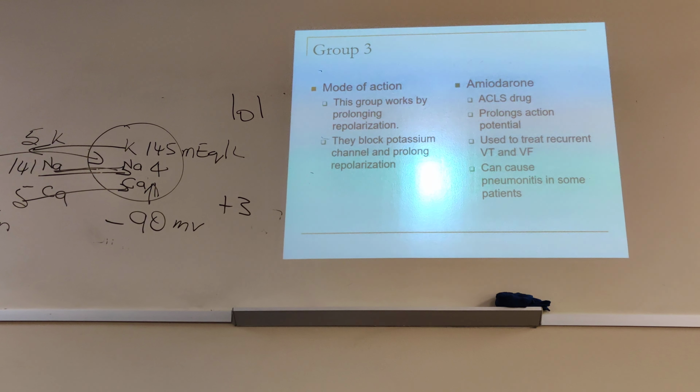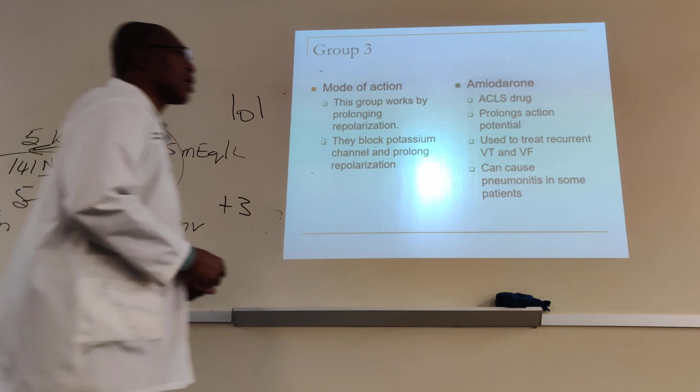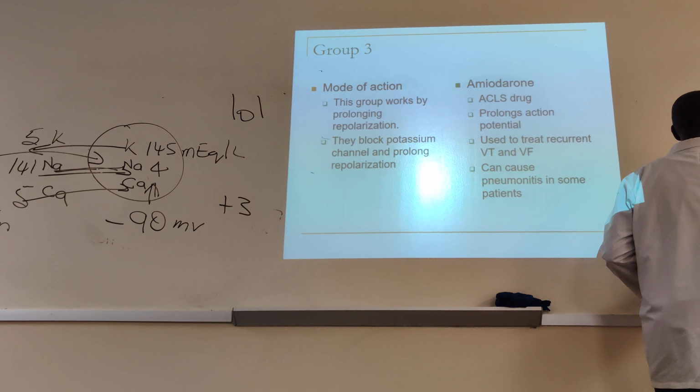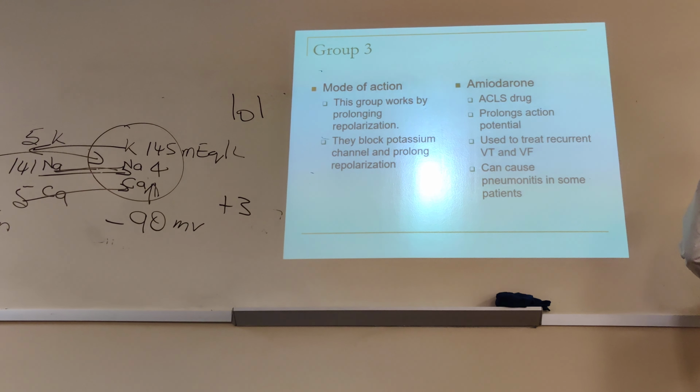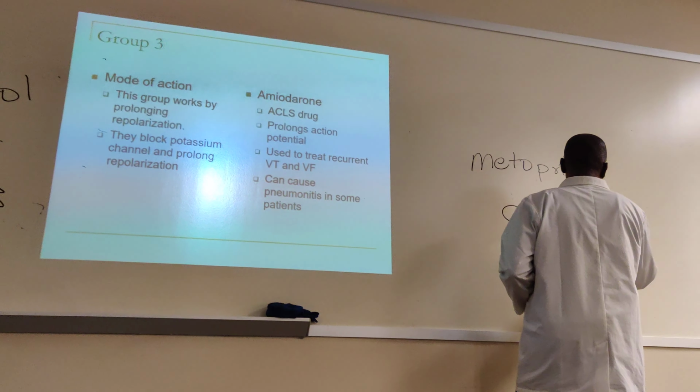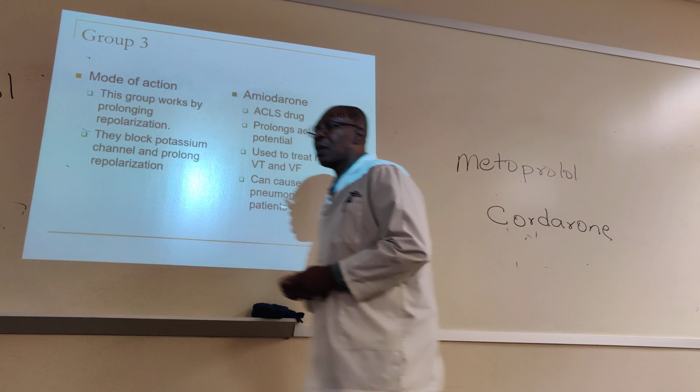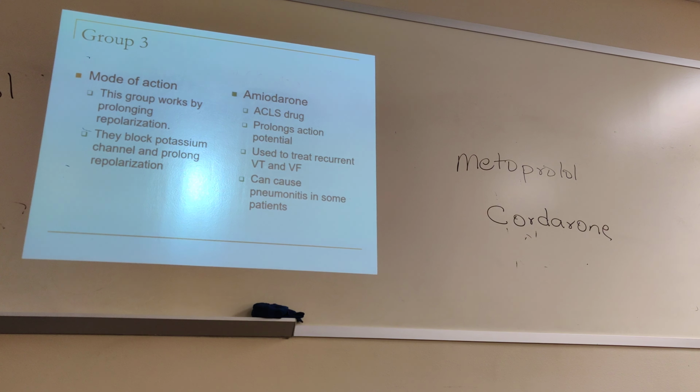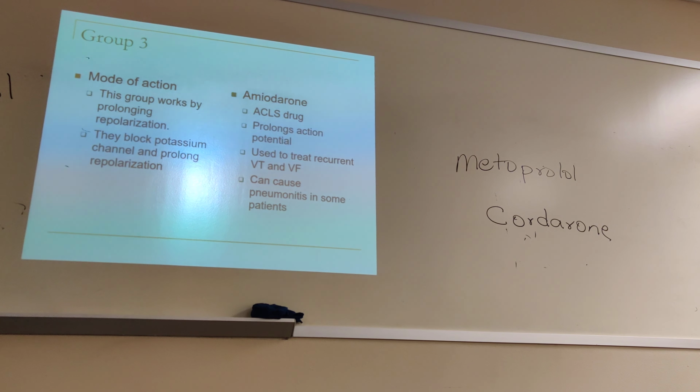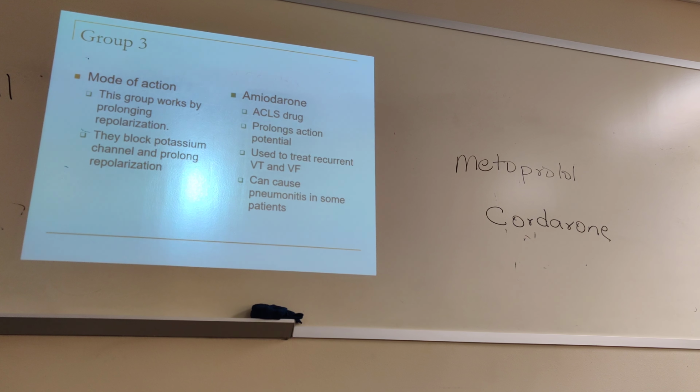We go to group 3. Well, the only one that you really need to remember is amiodarone. Okay, how did they say that? Cordarone. It's an ACLS drug. Remember, like you're treating pulseless VTach or VFib, you're giving your epinephrine, and then you shock your patient, but the rhythm comes back. It's time for you to give an antiarrhythmic agent.